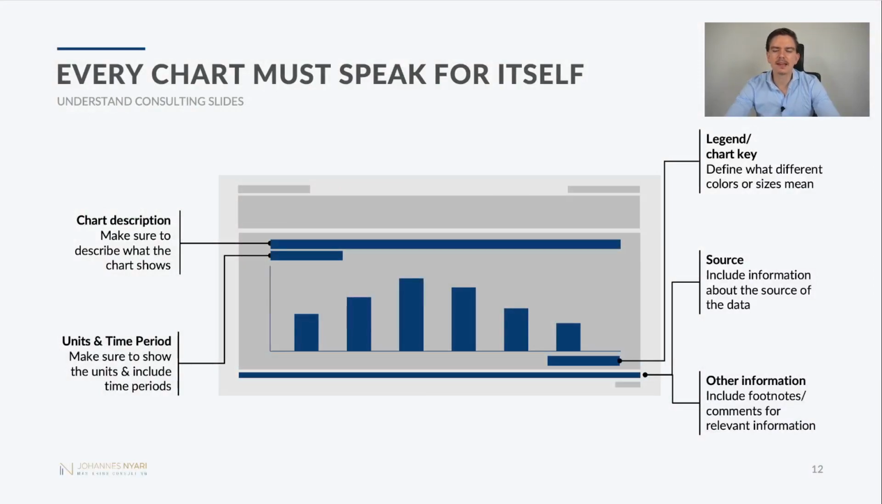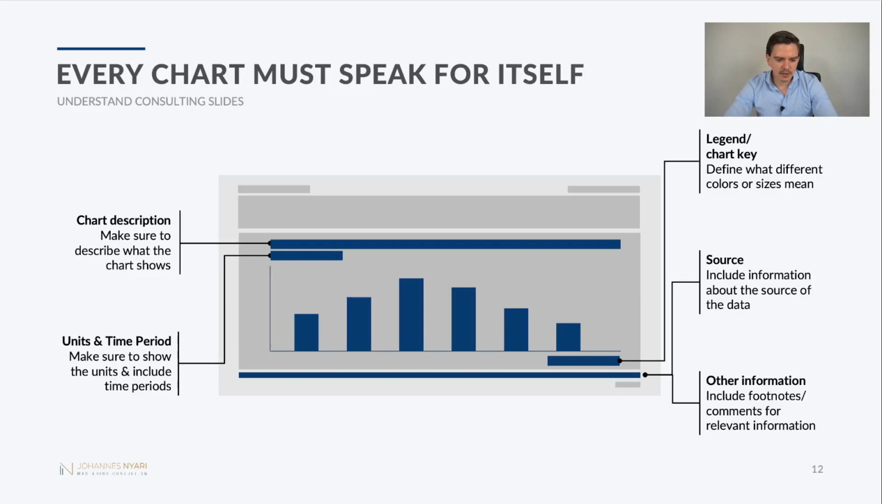So the first one is that each graph needs a chart description. And this is probably the most important, because if you cannot detect very quickly what the chart illustrates, then it's just not very well built, this chart. And what you typically have is that you include a description. So in our case, if you want to show the profitability of a company, then you could just say profitability of company XYZ. This could be your chart description.